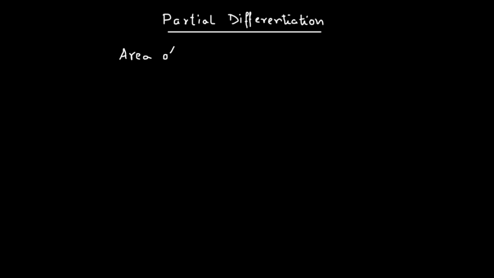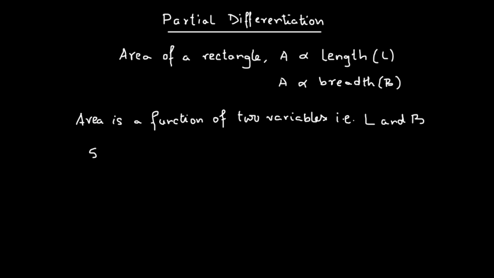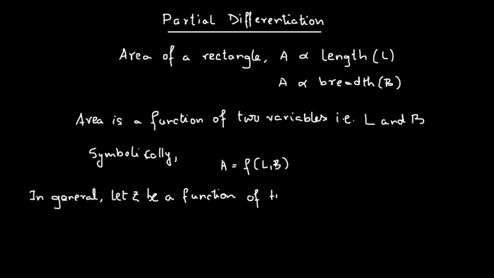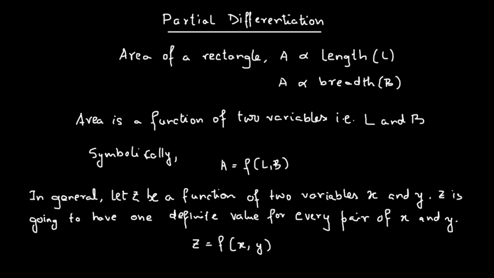Partial differentiation. Let us consider a rectangle with area A such that it is proportional to the length L and breadth B. That means that area is a function of two variables, the length and the breadth. Symbolically, we can write this as A is a function of L and B. In general, let Z be a function of two variables, X and Y. Z is going to have one definite value for every pair of X and Y. Or we can say Z is equal to f of X comma Y, or function of X and Y.